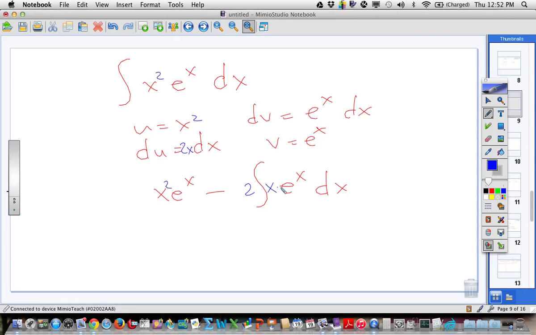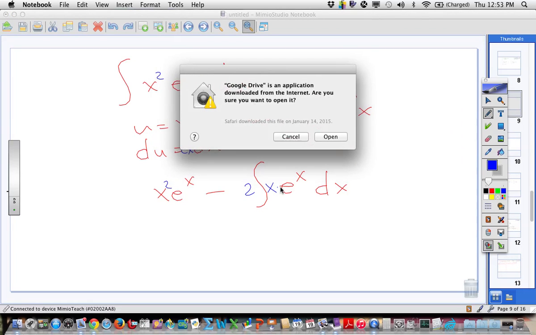I have to do integration by parts. But it's not going to keep repeating because my original had x squared. This one has x to the first. What will the next one be? Just e to the x, and then I'll be done. So I have to do it twice, and then I'll be done.